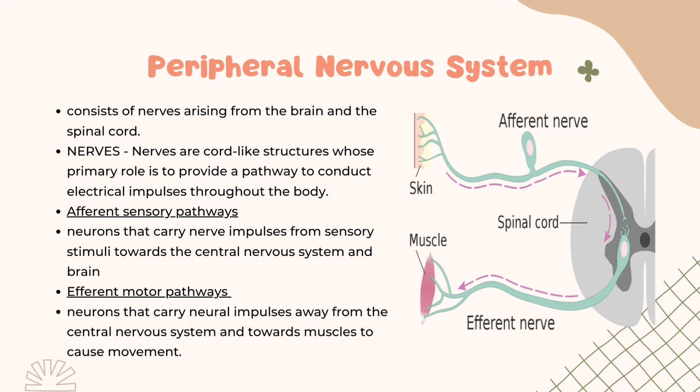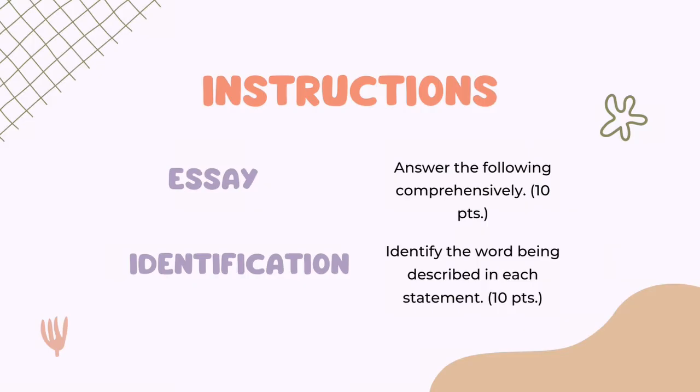Okay, so all in all, those parts of the nervous system gather together in order for us humans to do our functions or to perform our tasks correctly. Okay, so with that, are we clear with our discussion?